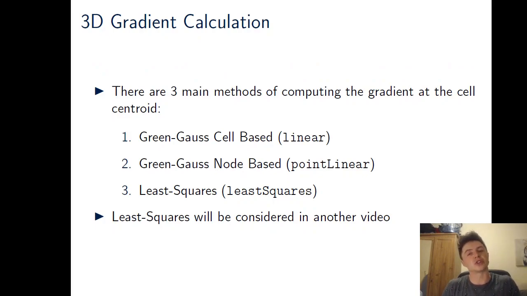And just as a quick summary of the different methods that we have available, there are 3 main methods of computing the gradient at the cell centroid. We have Green-Gauss cell-based, which in OpenFOAM is called the linear scheme. We have a Green-Gauss node-based scheme, which is called the point linear in OpenFOAM. And we have the least squares scheme.